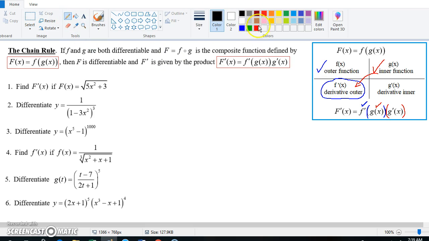Okay, number 5. What is the outer function, f of x? Well, it looks like we just have something to the 5th power, so I'm just going to call it x to the 5th power. The inner function, g of x, is x minus 7 over 2x plus 1. All right, outer function derivative is pretty straightforward. We should be pretty good with the power rule, so 5x to the 4th. But the inner function, how do I take the derivative of a quotient? I must do the quotient rule.